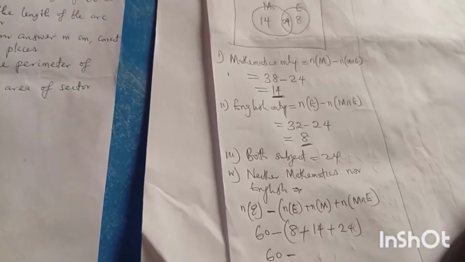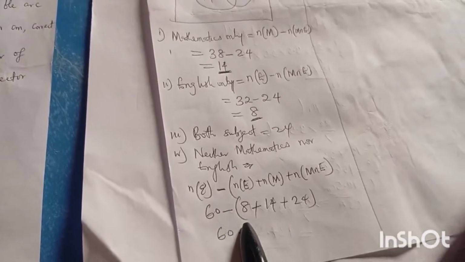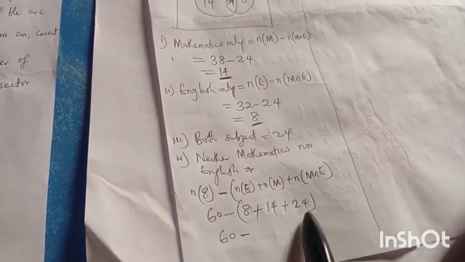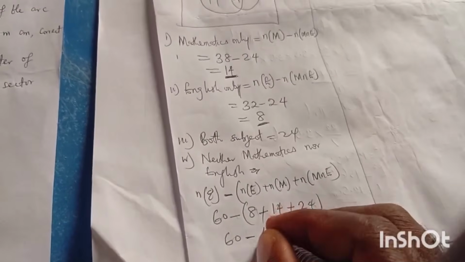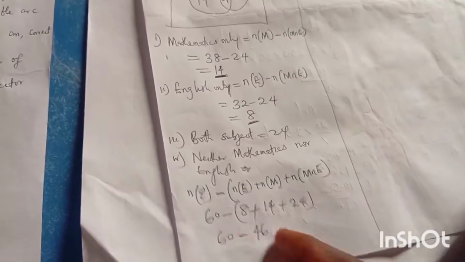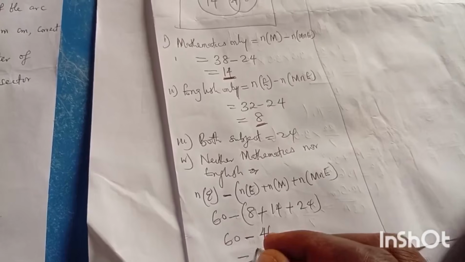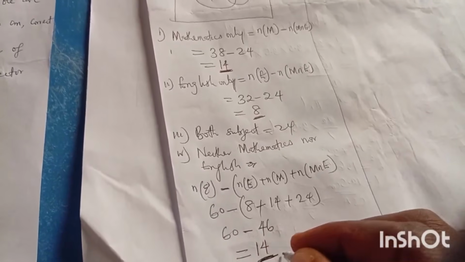If you add up this one very well, 14 plus 8, that is 22. 22 plus 24 is 46. So 60 minus 46, that one will give us 14. Here also you can use your calculator to confirm that, and that is how we settled number 3. I'm going to number 4.